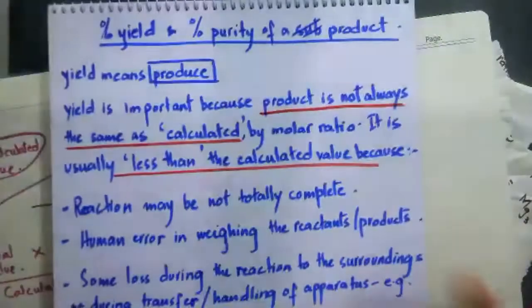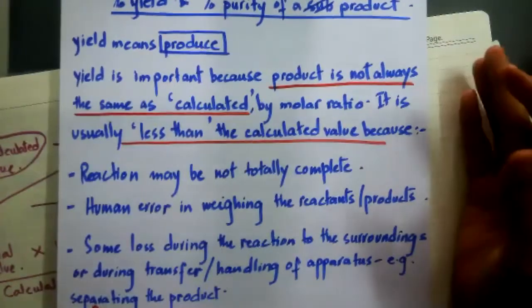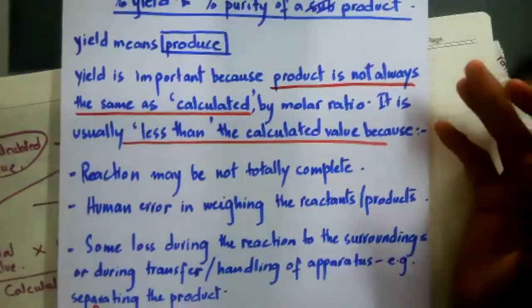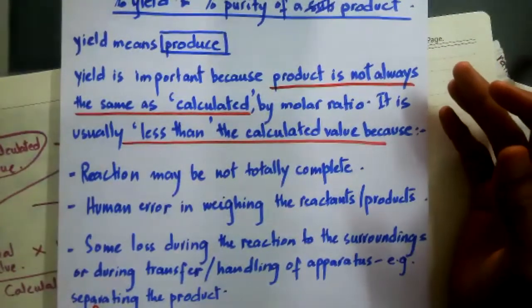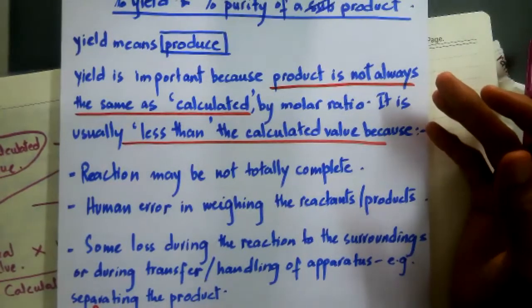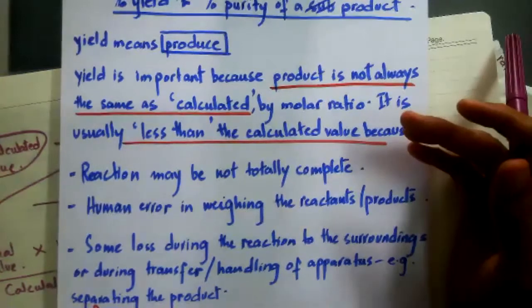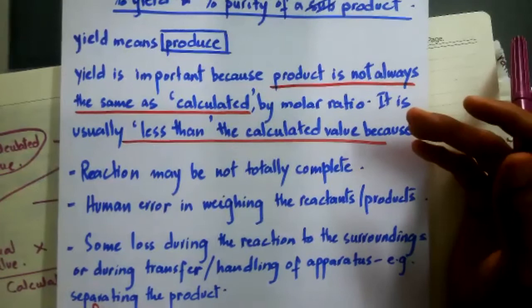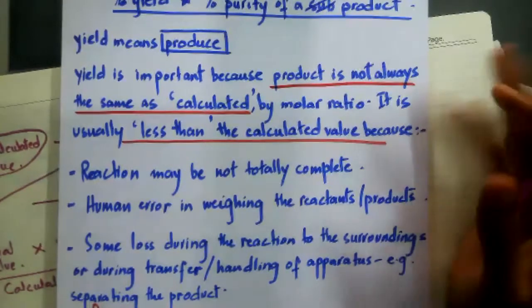Okay, first of all, what are the sources of the loss of product? Your book has given a few examples, and you can keep cooking in your mind how the ingredients get lost in the process of cooking. In the same way, in a chemical lab, the reactants also are lost to the surroundings.